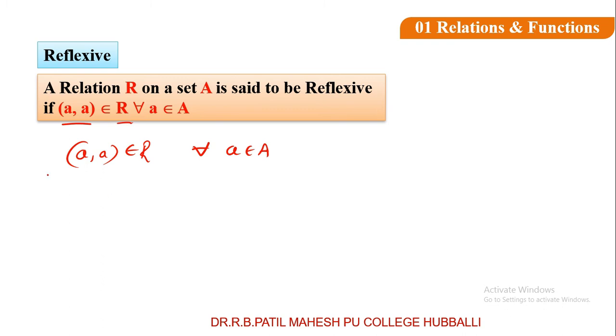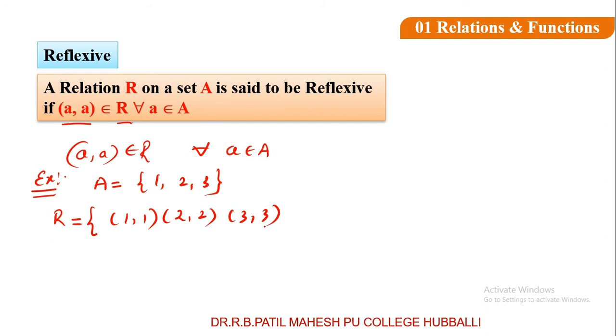For example, if I take one example, then only you will understand. Let me take a set A, 1, 2, 3. And the relation R on the set A, I will write some ordered pairs: 1, 1, 2, 2, 3, 3. So these are the three ordered pairs, right? Now this relation is a reflexive relation. Why is this relation reflexive? For every A belongs to the set A. It means 1 belongs to the set A, 2 belongs to the set A, 3 belongs to the set A. Every element belongs to the set A.